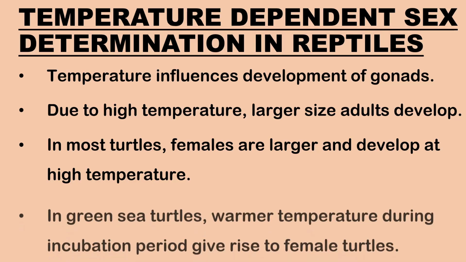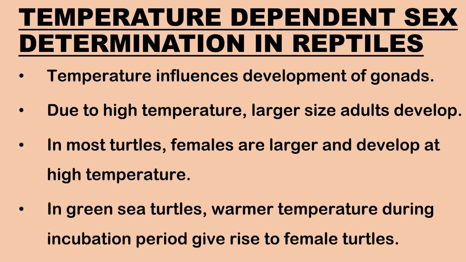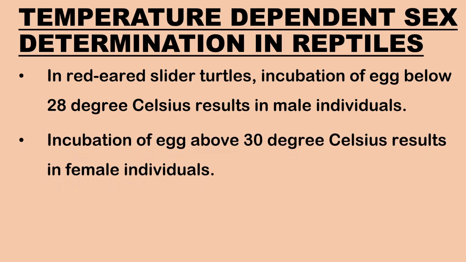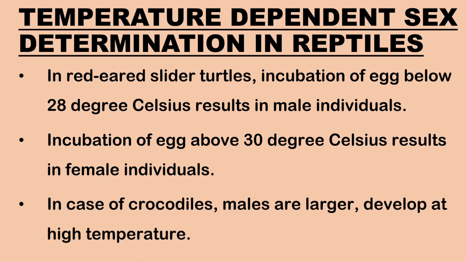In green sea turtles, warmer temperature during the incubation period can give rise to female turtles, while cooler temperature can produce male individuals. In red-eared slider turtles, incubation of eggs below 28 degrees Celsius will result in the development of male, while above 30 degrees Celsius, the egg will develop into a female. In the case of crocodiles, males are larger in size and develop at high temperature.